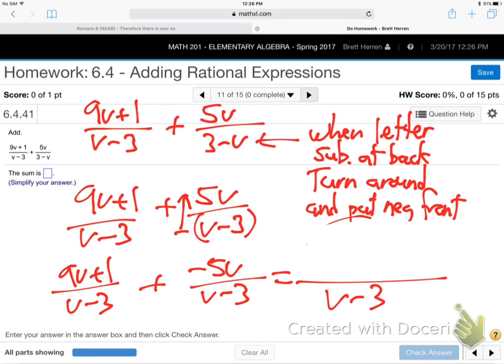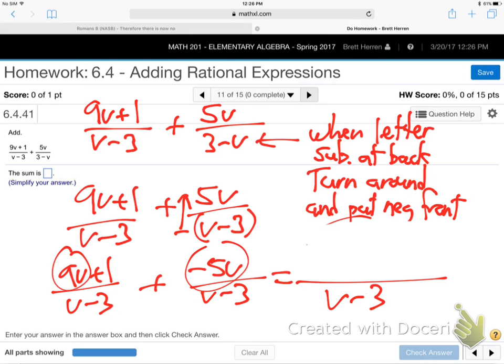Common denominator is the name of the game on all these ones. Whenever you add or subtract fractions, you want to make the bottoms the same. So what does it take to make the bottoms the same? Well, in this case, it just took a little turnaround. Float the minus up and we're there. Normally it takes a whole bunch of work of factoring and giving them what they're missing. Not so much work on this one.